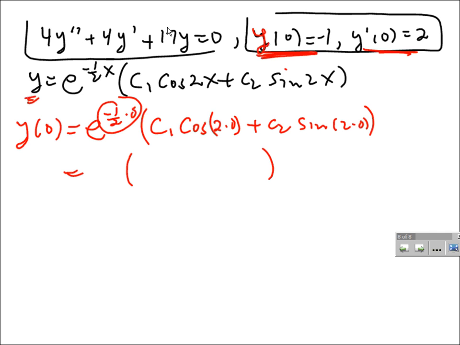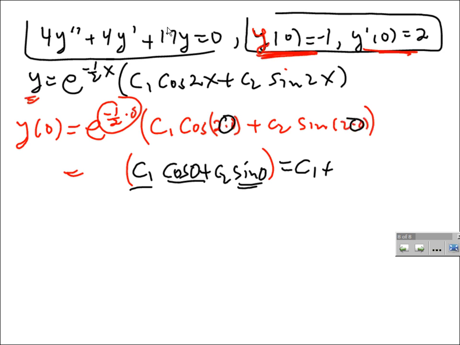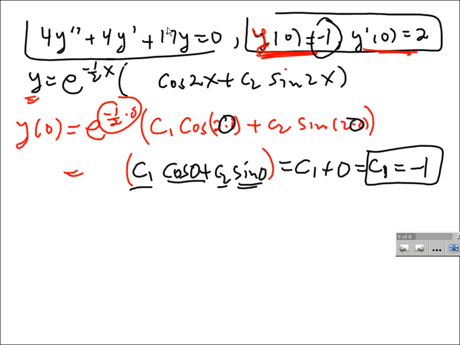You don't even have to bother multiplying by 1. That's 0 and that's 0. We have c1 cosine of 0 plus c2 times sine of 0. Well, cosine of 0 is 1, c1 times 1 is c1, plus sine of 0 is 0, c2 times 0 is 0. So you just get c1 on one hand using the formula. But on the other hand, they tell us what it is. It's negative 1.